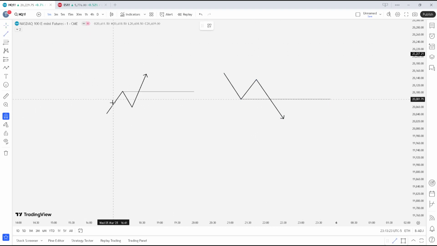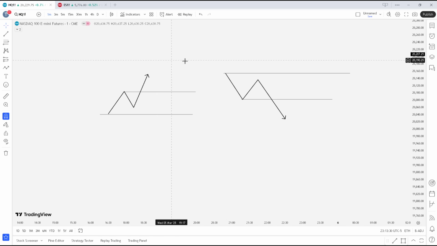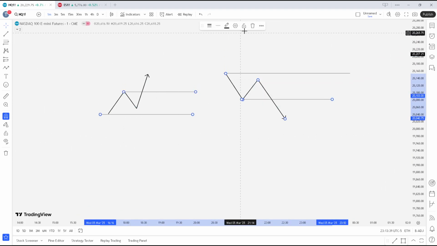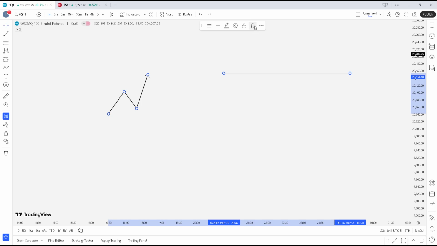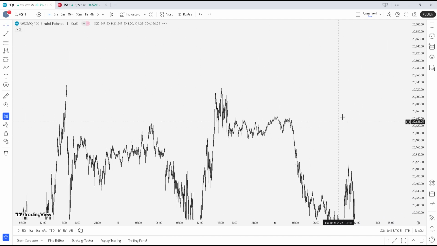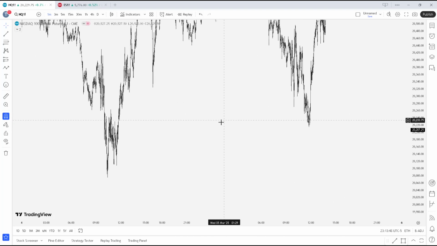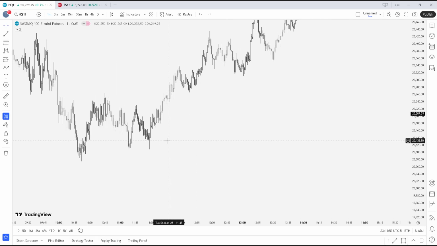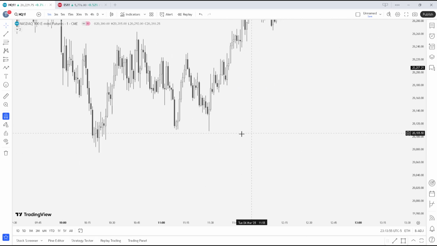So you can see here, we didn't sweep this liquidity pool. We didn't sweep this liquidity pool. So that's the difference between a breaker and a mitigation. If it's a breaker, we sweep this liquidity pool. If it's a mitigation, we don't. So it's really a tiny difference, but when you have that liquidity sweep, it makes it so much higher probability. So let's try to find a good entry using a breaker block.